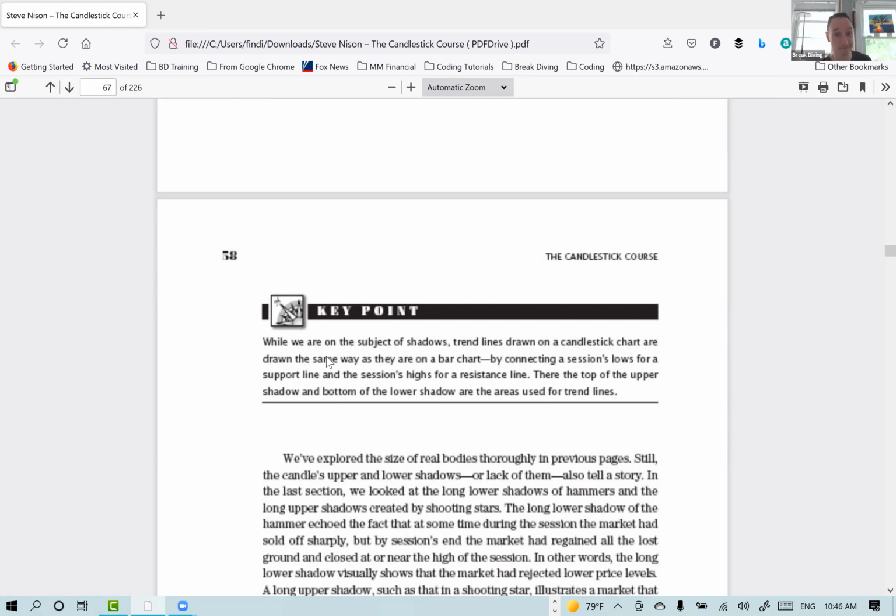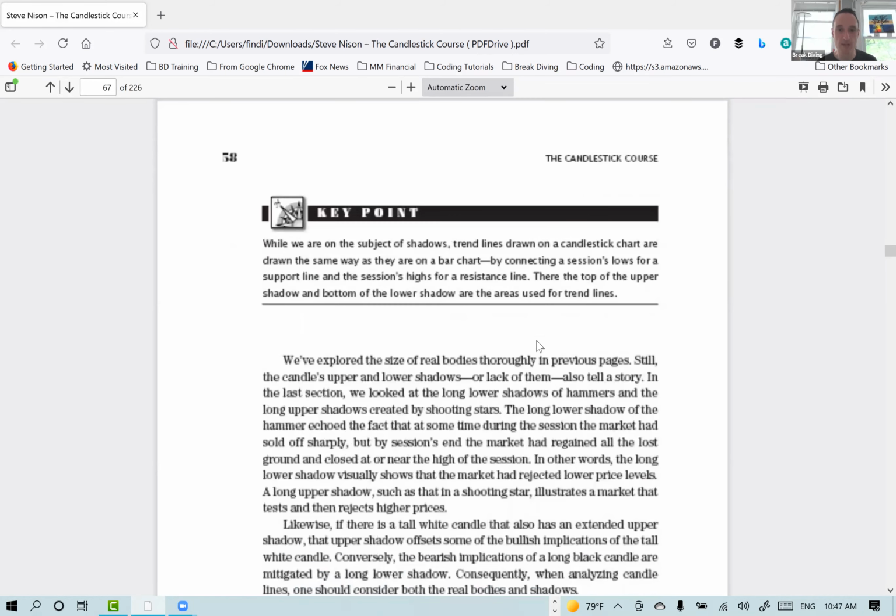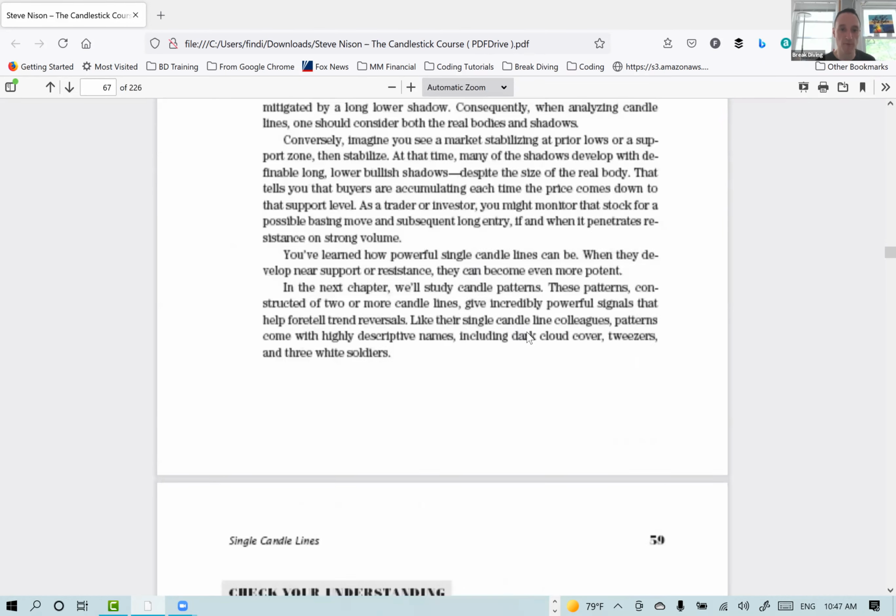Maybe could. While we're on the subject of shadows, trend lines drawn on a candlestick chart are drawn the same way as they are in a bar chart, by connecting a session's lows for a support line and a session's highs for a resistance line. There, the top of the upper shadow and bottom of the lower shadow are the areas used for trend lines. Okay, well, four more paragraphs.